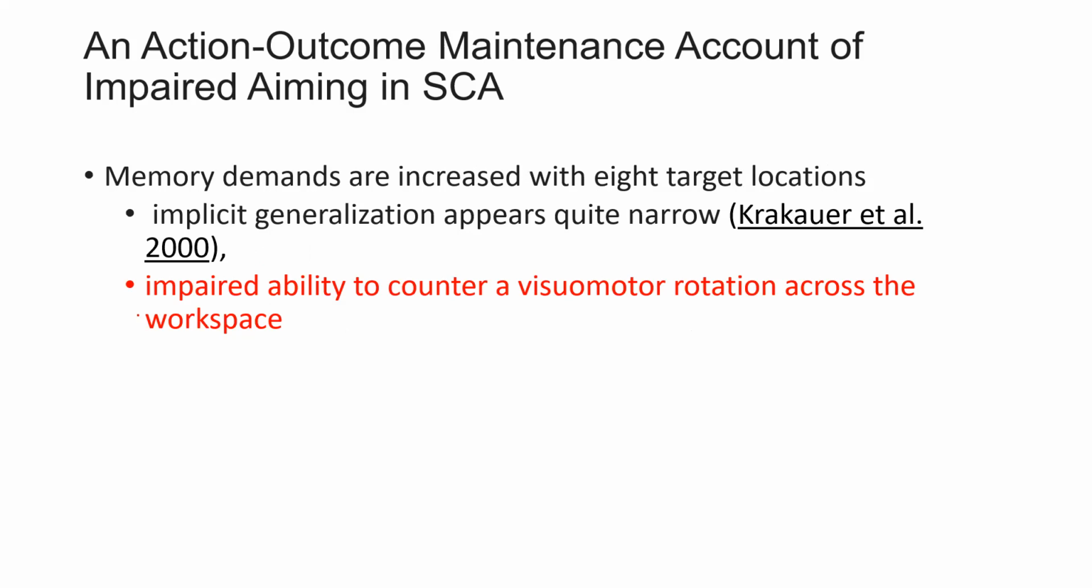Some implications of this proposed model suggest that the SCA participants had trouble adapting because the number of possible targets put too great a strain on their implicit learning system to generalize the across trial learning, leading to an impaired ability to counter the visual rotation in general.